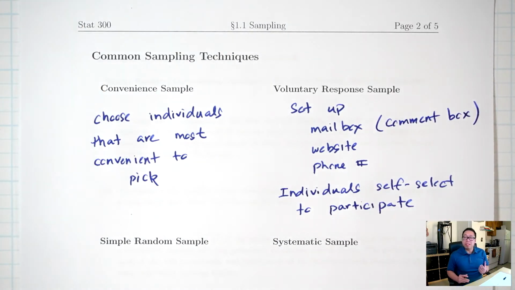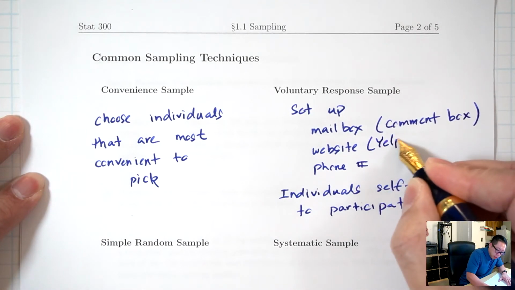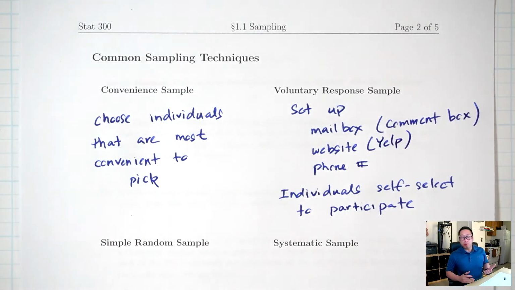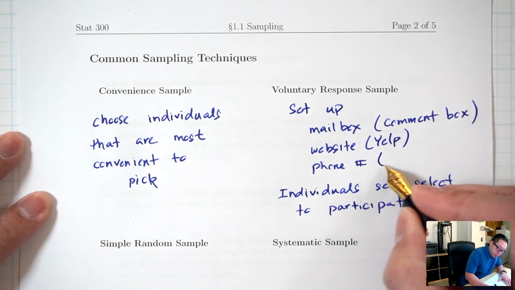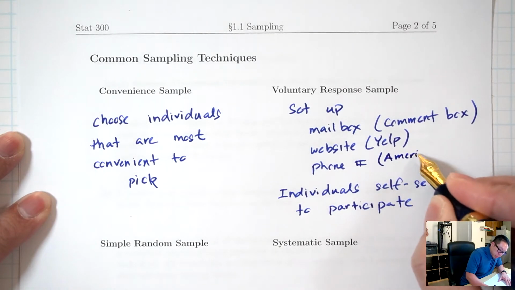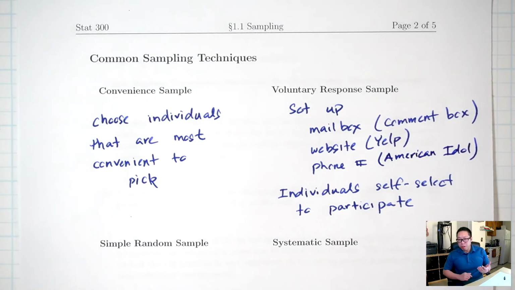Website, I'm thinking of things like Yelp. Or any review site where the website's set up, it's open to the public, and people choose to go to the website and then write a review, right? Yelp, Rate My Professors. Hopefully you guys didn't use that. Phone number, American Idol. Right, after the show, they give you a phone number, and you call in and vote for your favorite performer.